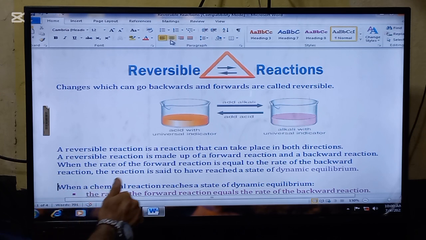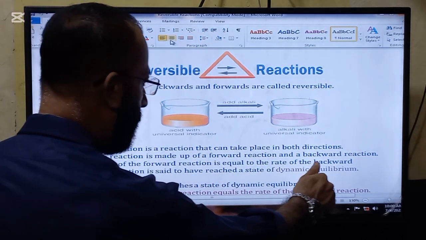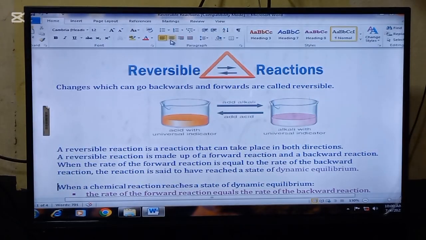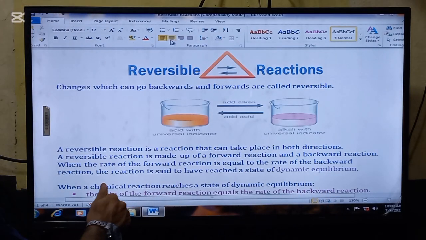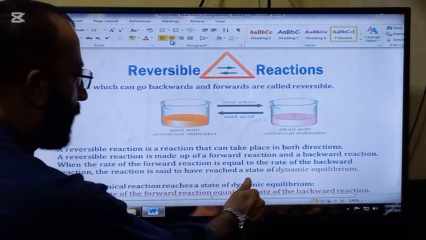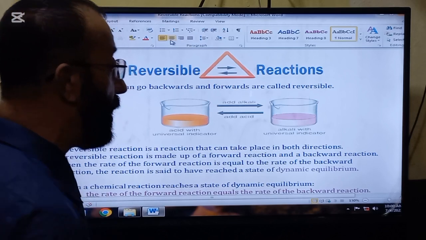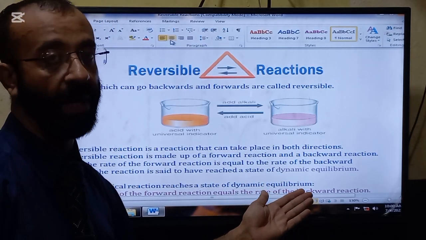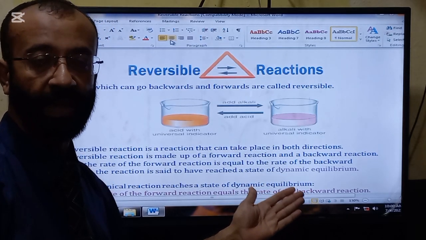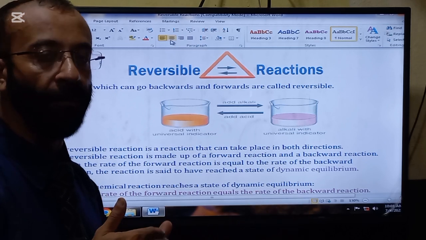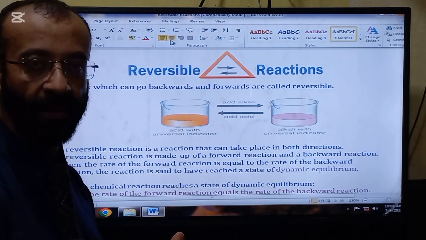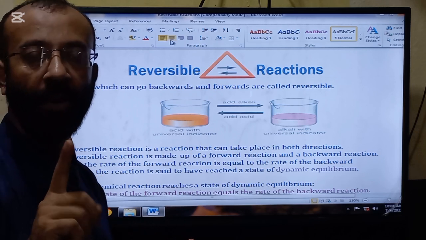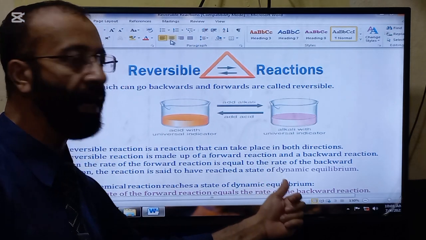A reversible reaction is made up of a forward reaction and a backward reaction. When the rate of the forward reaction is equal to the rate of the backward reaction, the reaction is said to have reached a state of dynamic equilibrium. Very important concept, so this is the point to remember. When the rate of the forward reaction becomes equal to the rate of the backward reaction, that state is called dynamic equilibrium.